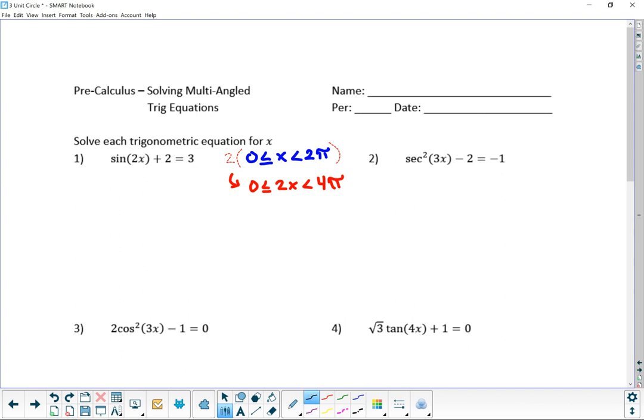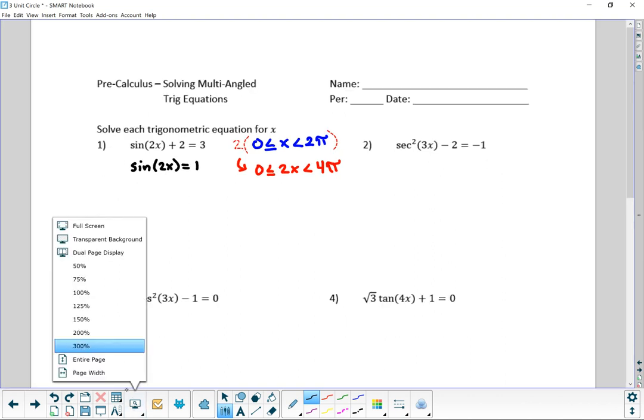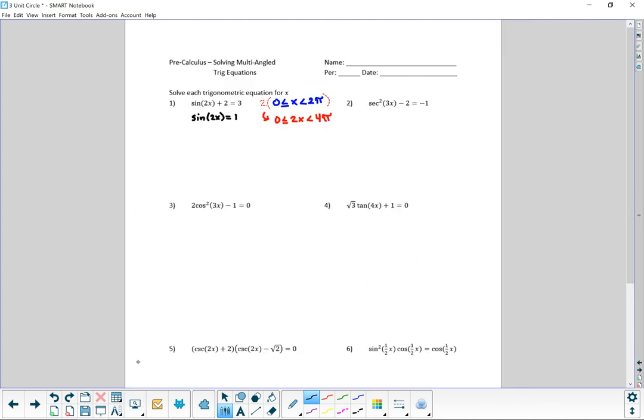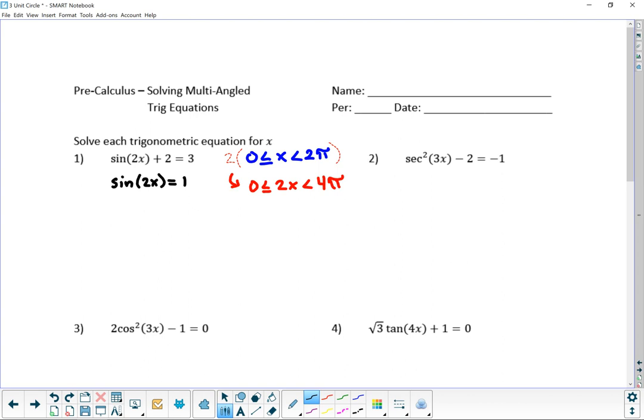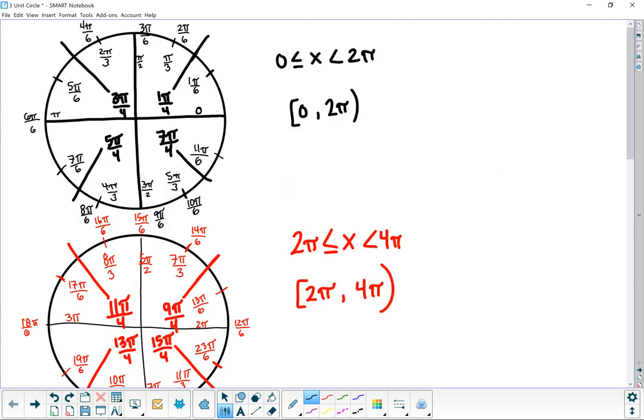Okay, so now let's solve it. So this one is going to end up being sine 2x equals, and subtract 2, so that means we get 1. Let me blow it up a little bigger. Well, that does not even help. Guess this is the best I got. Right? And then you're going to look at your unit circle and find out sine of what. So we don't even have to consider that. Sine of what equals 1.